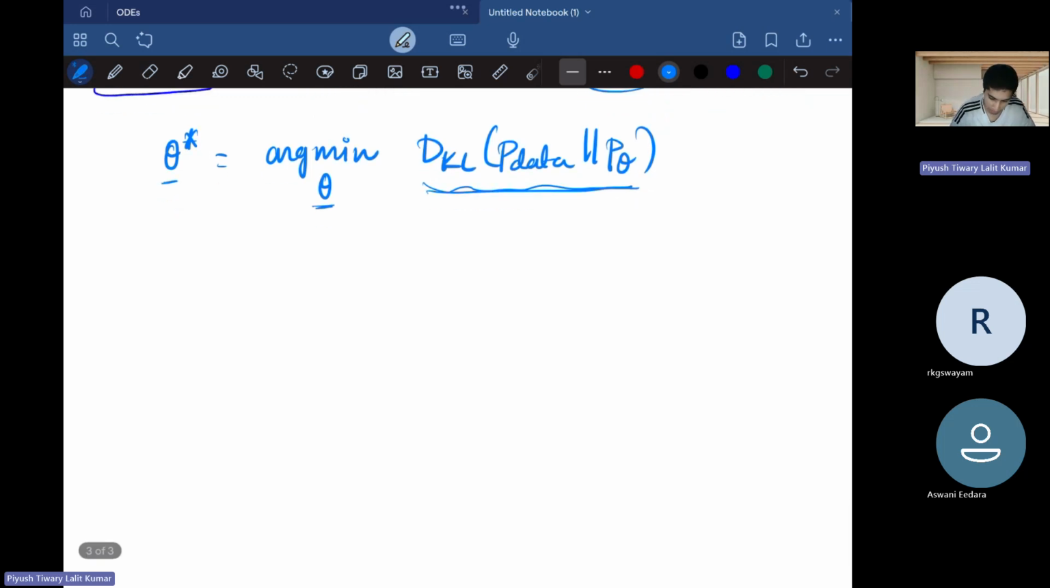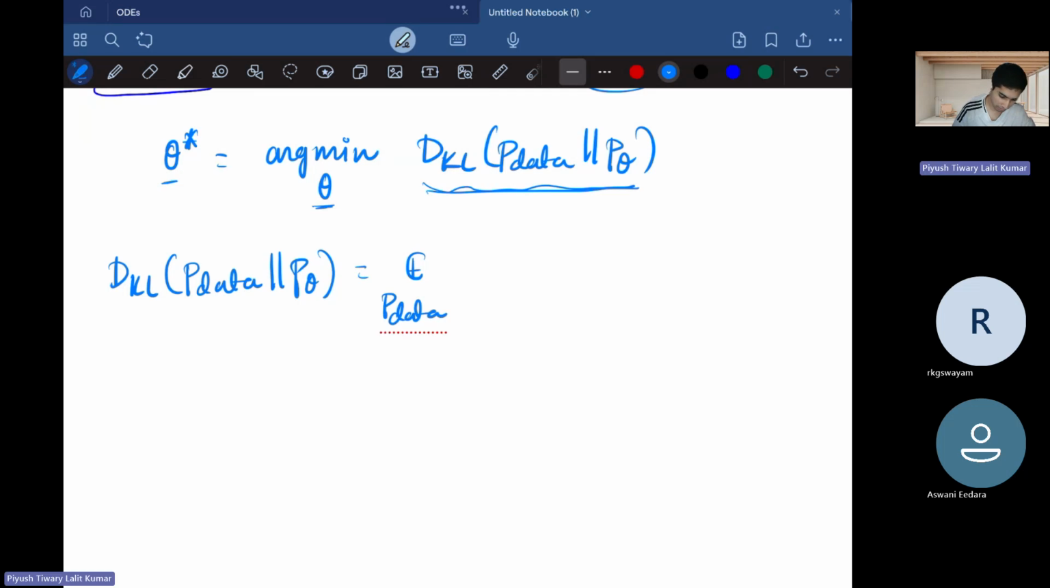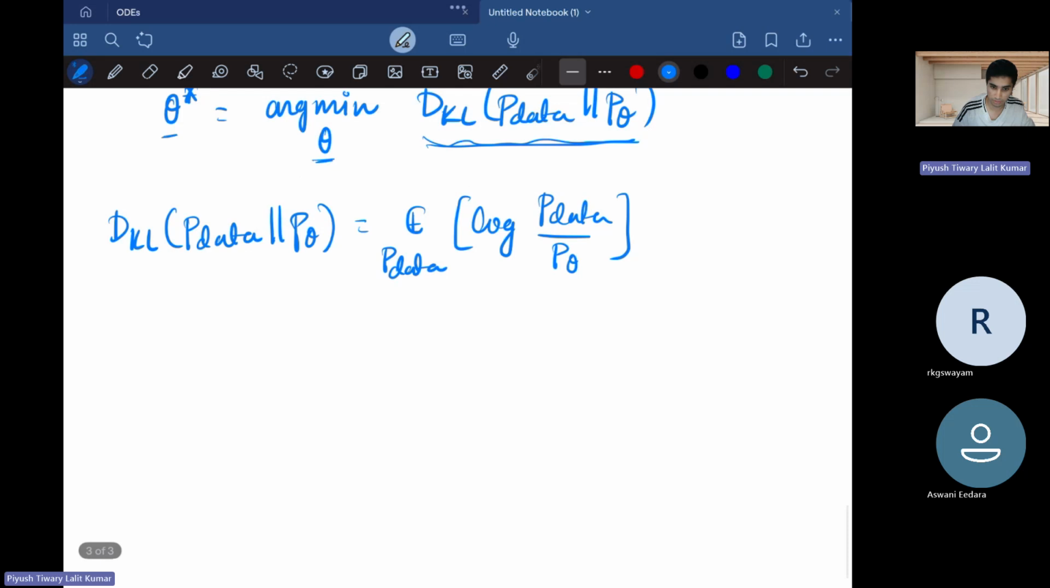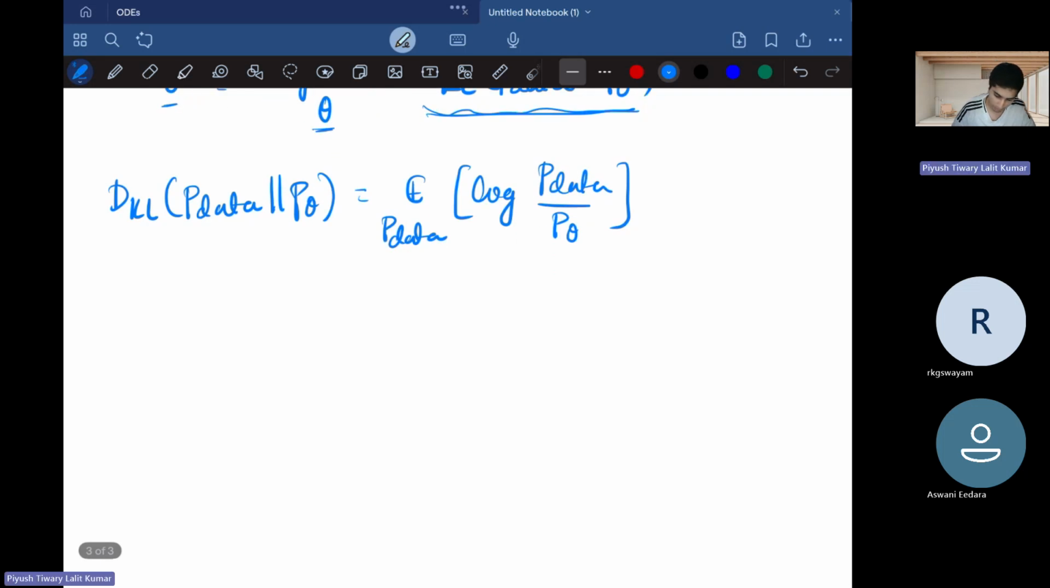So what is this DKL between P data and P theta? Let us write that down. DKL between P data and P theta is nothing but the expected value under P data, I'm just writing down the definition of KL divergence, of log P data over P theta. Now what you can do is, this is the expected value under P data of log of P data.